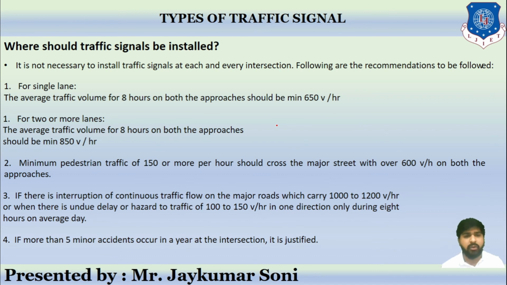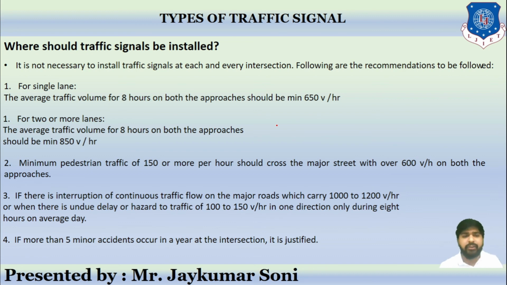then the average traffic volume for 8 hours on both approaches should be 650 vehicles per hour. So if a single lane is there and you want to install the traffic signal, then the minimum should be 650 vehicles. If two or more lanes are there, then the average traffic volume for the 8 hours should be a minimum of 850 vehicles per hour. Then the third is about the minimum pedestrian traffic. A minimum pedestrian traffic of 150 or more per hour should cross the major street with over 600 vehicles per hour on both the approaches.